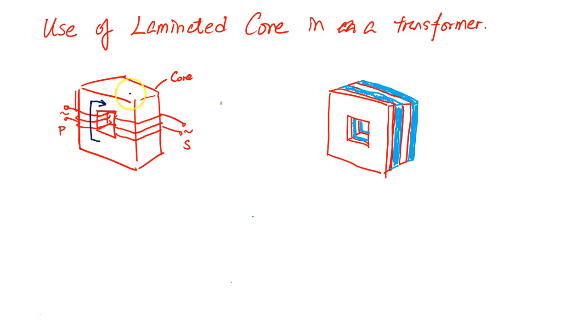So what happens is that this core is a magnetic material, but at the same time it is also an electrical conductor. So when this electrical conductor, the core, experiences a changing magnetic field, it will also produce an induced EMF according to Faraday's law. And we can actually determine how this induced current will flow in the core according to Lenz's law.